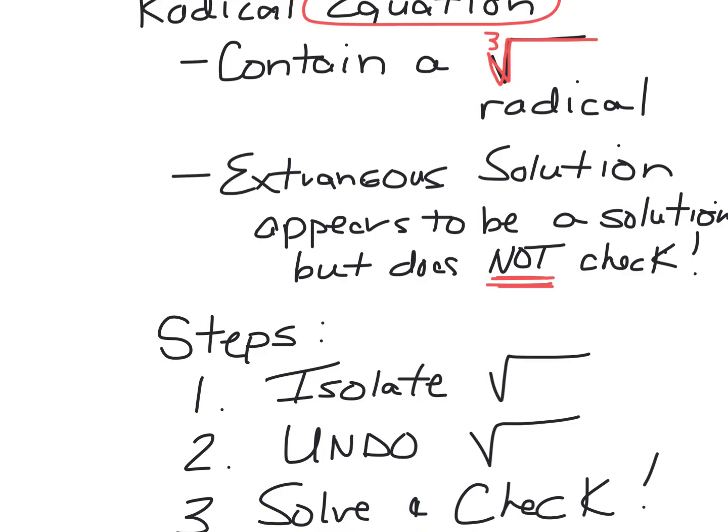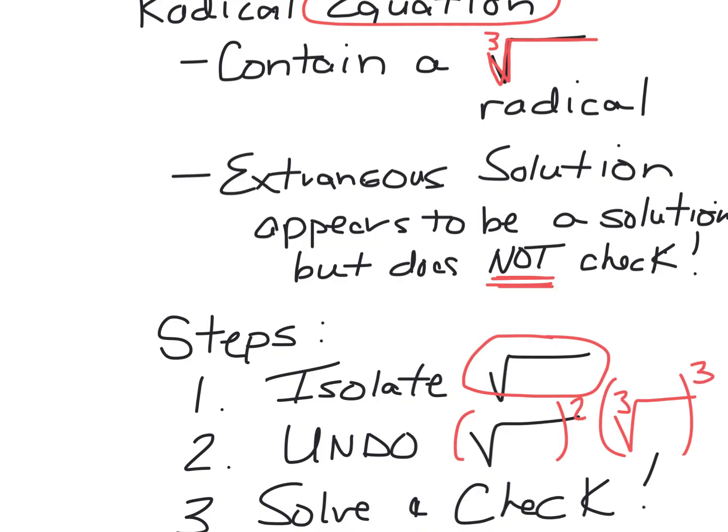Our steps in solving these radical equations is we're going to isolate the radical. We're going to get this part of it by itself, and then we're going to undo the radical. Isolate the radical, undo the radical. If it's a square root, we would undo it by squaring. If it's a cube root, we would undo it by cubing both sides. And then we're going to solve and then check the equation.